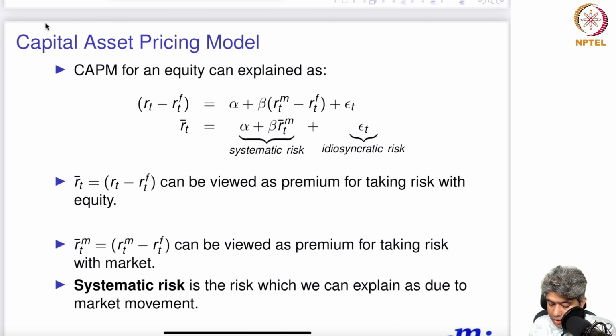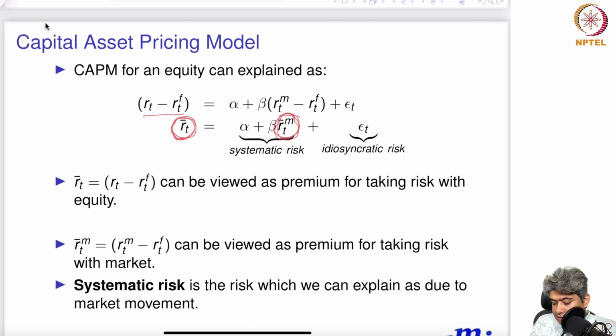Now what happens is, we can call this the risk premium of the equity, and this the risk premium of the market. This is my response: I'm calling the risk premium of equity the response, and the risk premium of the market my independent variable. So we define it as alpha plus beta times the risk premium of the market plus epsilon T.